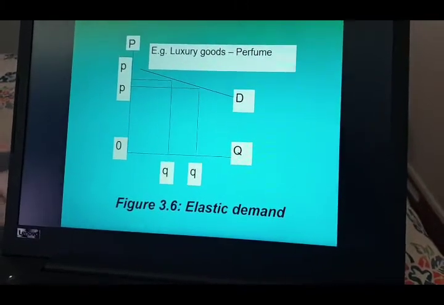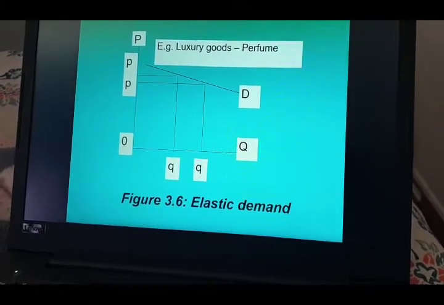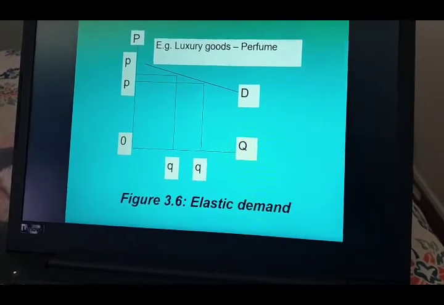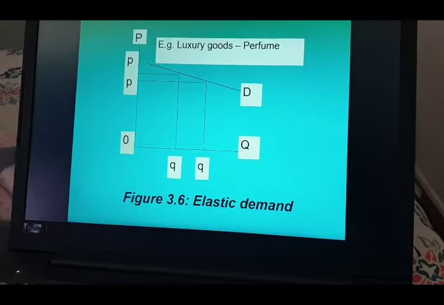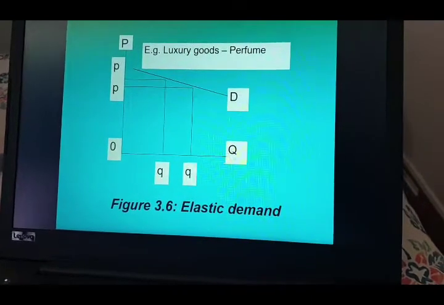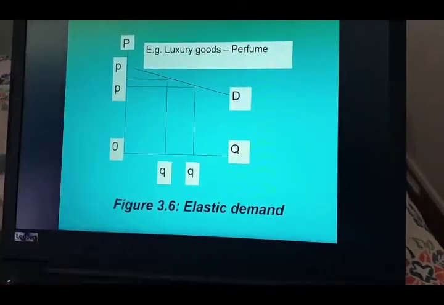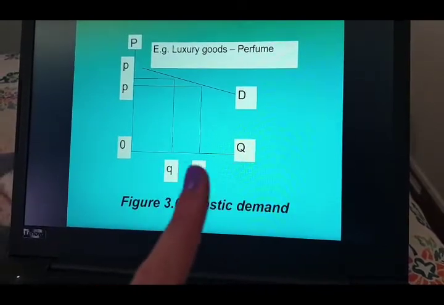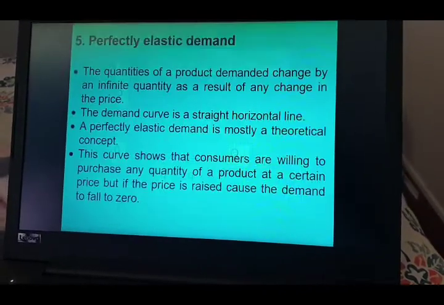These are things that we can actually live without. A Louis Vuitton bag: let's say I need a handbag, but I don't need to buy a branded one. If the price of the branded one, for example a Guess one, increases by a small percent, there's going to be a big decrease in the demand from Q to Q1.